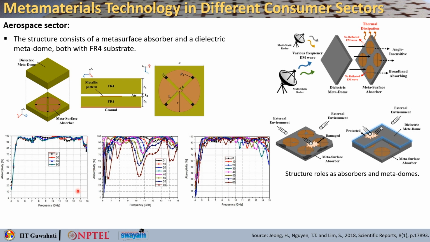Now, experimentally, when the performance is evaluated, this is the absorptivity graph versus the frequency, and these are for different angles. So, you can see that for the normal incidence case, absorptivity is almost around 90% over the range from 4.8 to 14.4 gigahertz, right.